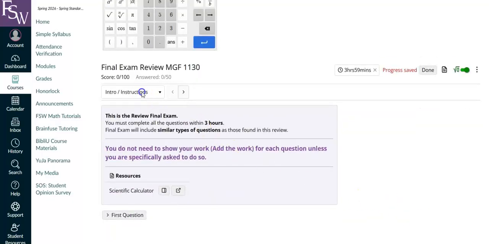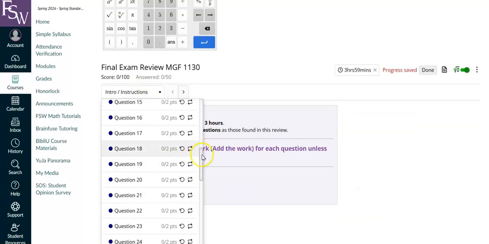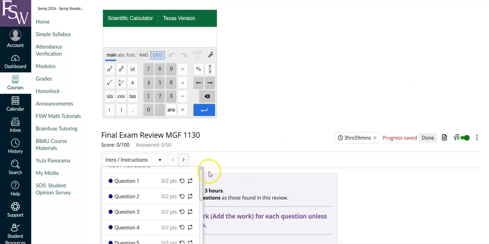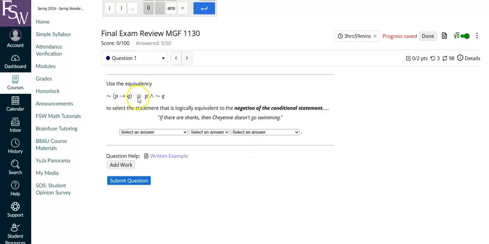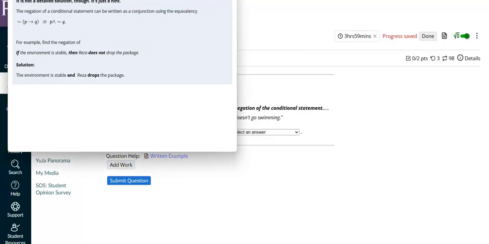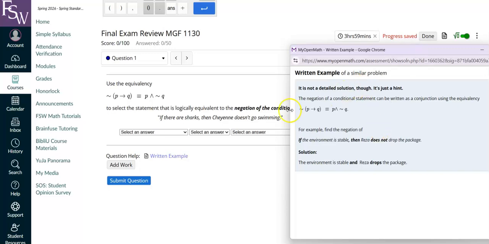Let's see, you have 50 questions here. So let's see the first question. You read the question very carefully, and you choose the answer from the drop down menu for this question. Also, if you want help, you can look at the written example to solve these questions. If you read this example carefully, you might be able to solve this question.